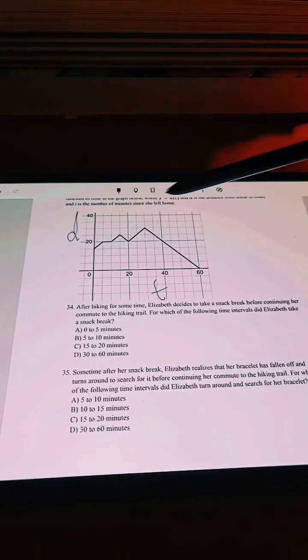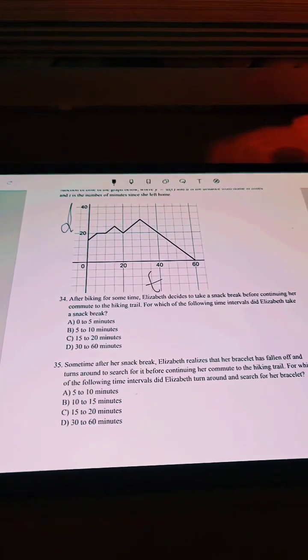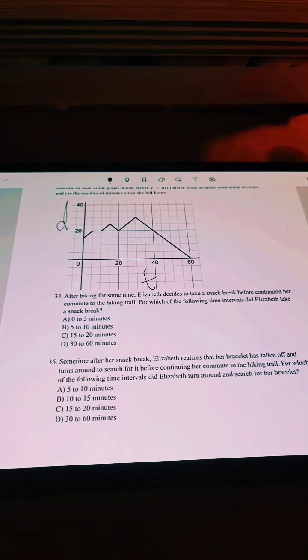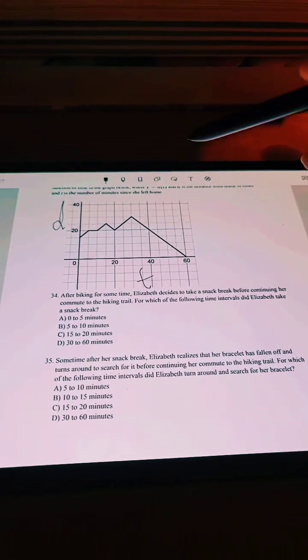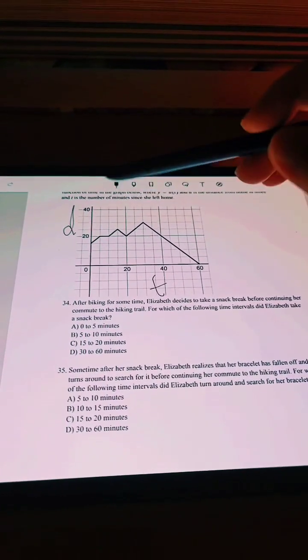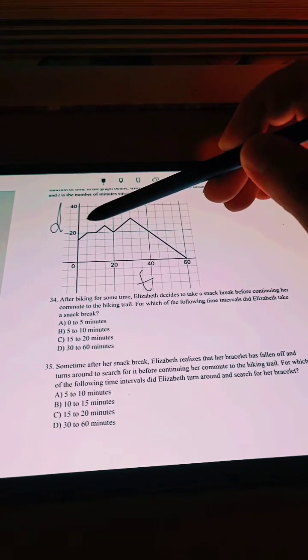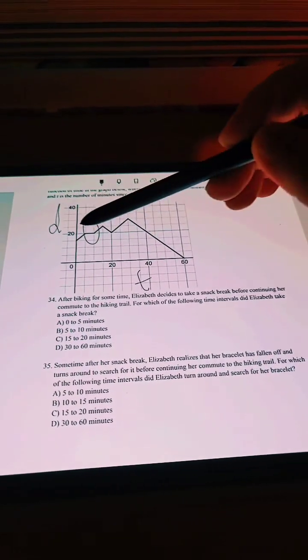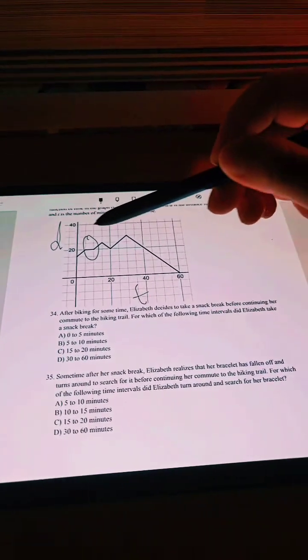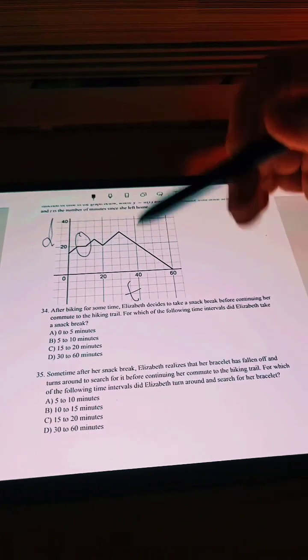So if she's taking a snack break, she stopped, she's not biking anymore, she's not continuing to travel a certain distance, so her distance shouldn't be going up or down. So where is that happening? That would be right here, where it's all leveled off. It doesn't go above 20, it doesn't go below 20, it's just all staying at 20.